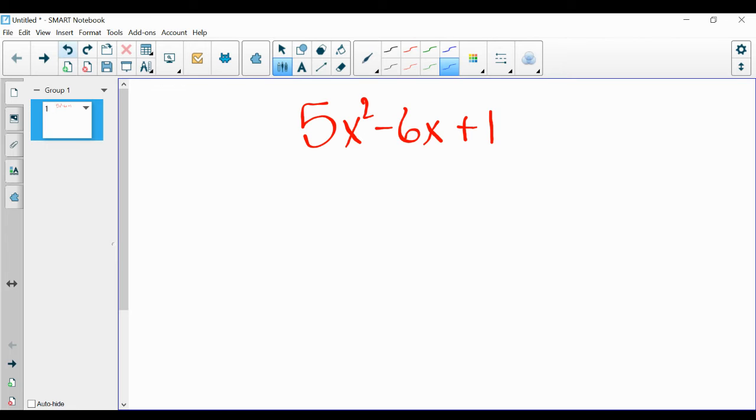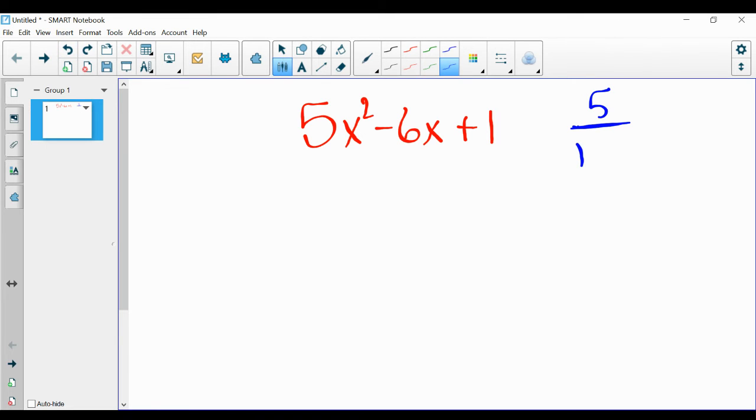The way we do this is by taking our A value and our C value and multiplying it together. So when I multiply them together, I get a positive 5. So I want things that are going to multiply to a positive 5, okay? But then I also want them to add up to my middle term, which is a negative 6. So I want them to multiply to a positive 5 and add up to a negative 6.